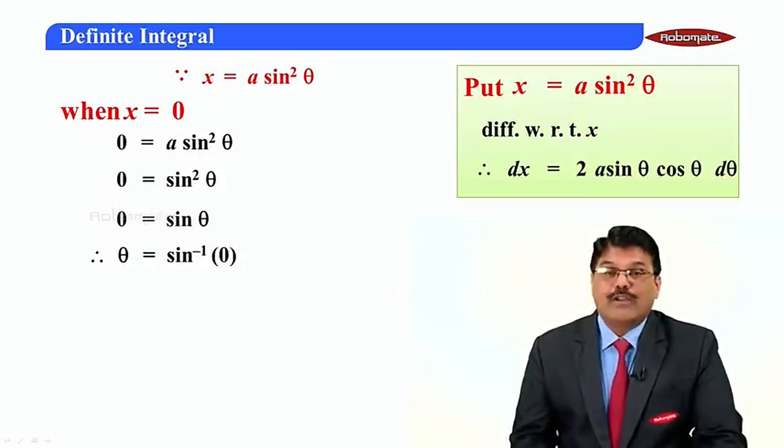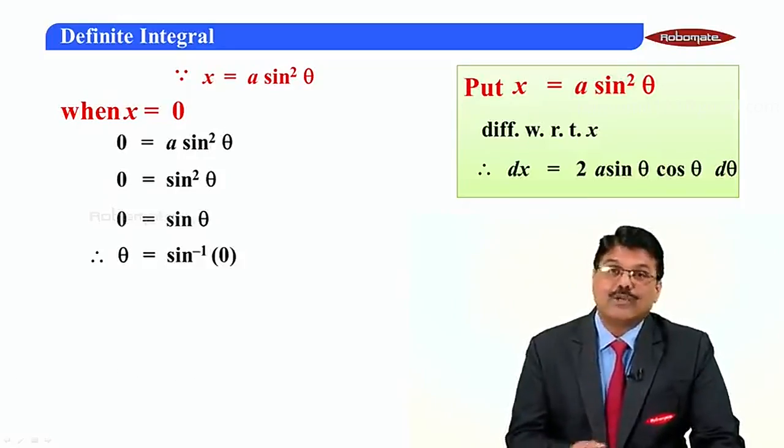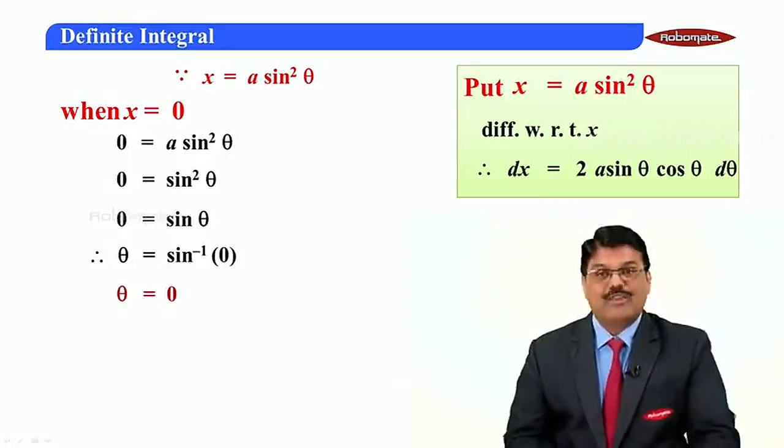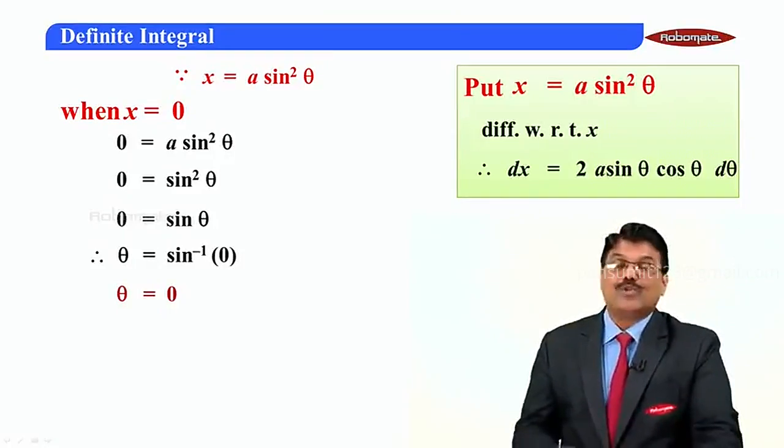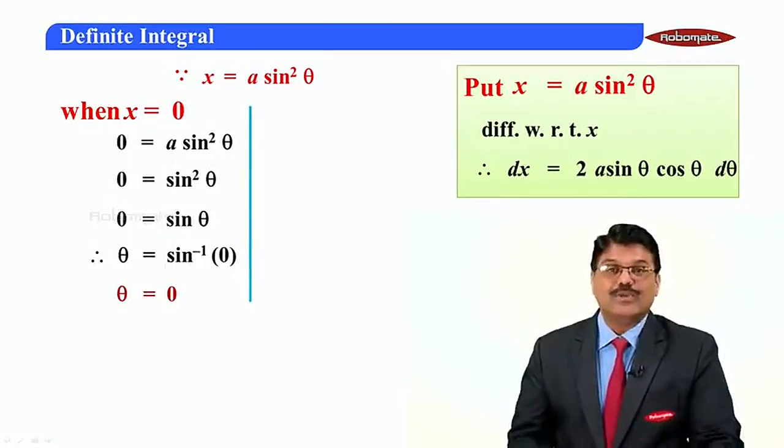Now, let us find out the value of theta. Is it theta is equal to sin inverse of 0? And the value of sin inverse of 0 is 0. So, when x is equal to 0, theta is equal to 0.